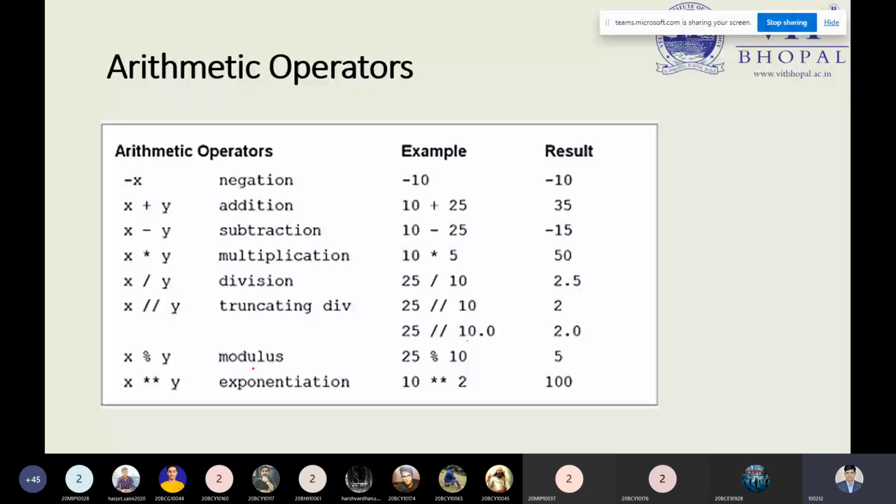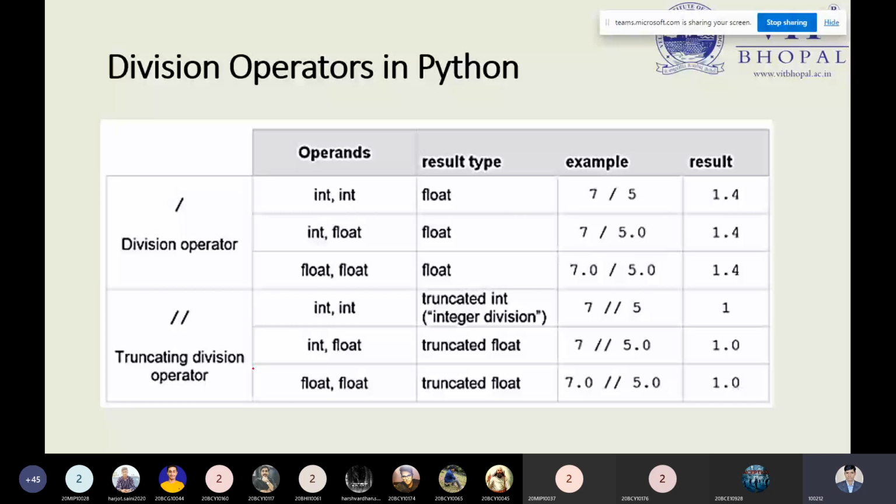Now we have the division operators in Python. Now see, it will help you understand division operator in a better way. In division operator, now you can see we have the operand integer, so the result will be the float. Like 7 divided by 5, so definitely the result will be floating point. Now you can see 1.4 is a value in the form of the float, but all these operands are in the form of the integer.